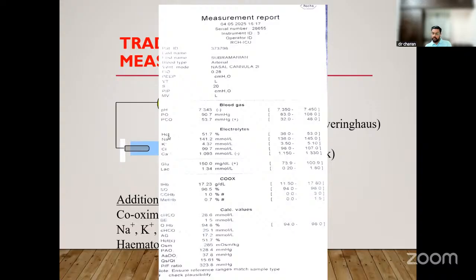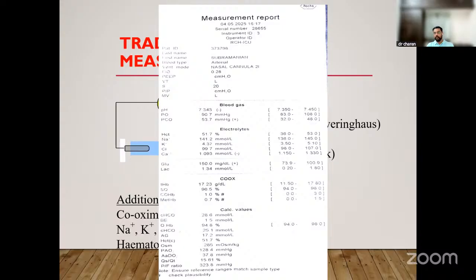And the electrolytes, sodium, potassium, chloride, ionized calcium, and hematocrit are measured as well. And the glucose is measured. Lactate, this is a very, very important parameter that you get from an ABG. As we all know, lactate is a measure of anaerobic metabolism in the body. When the organ perfusion is not good, the oxidative metabolism is getting affected. What the tissues do is they go into anaerobic metabolism.